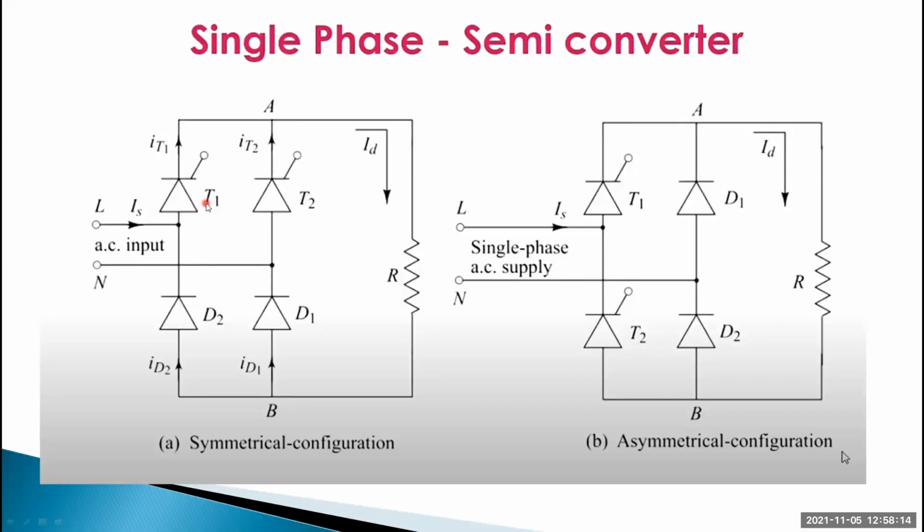So we have to give the triggering pulse externally, by using a pulse generator, to thyristor T1 and thyristor T2. Then only the two thyristors are turned on. Otherwise, they are not turned on. So these thyristors are controlled devices, and the diodes are uncontrolled devices.